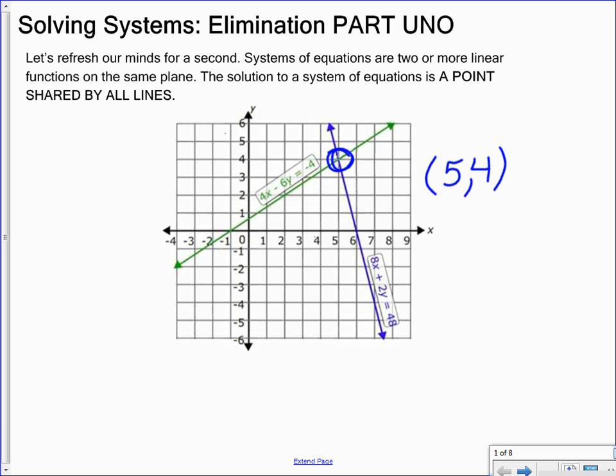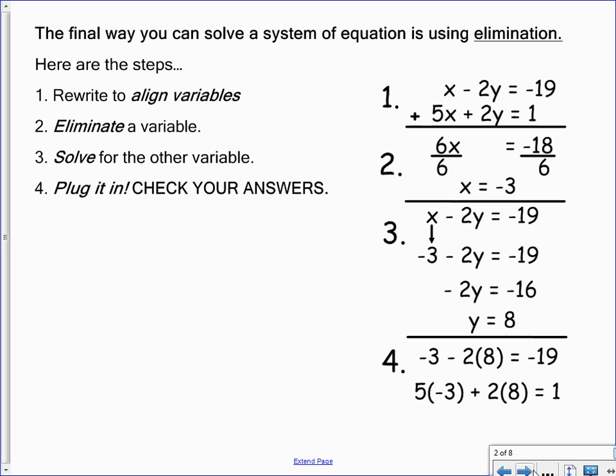So, final way. Elimination. Here are some steps. This time it is going to be imperative when we use elimination that you write your equations in standard form. So this rewriting to align variables is just basically standard form. Okay? So as you can see in the first step, we have the equations written in standard form.